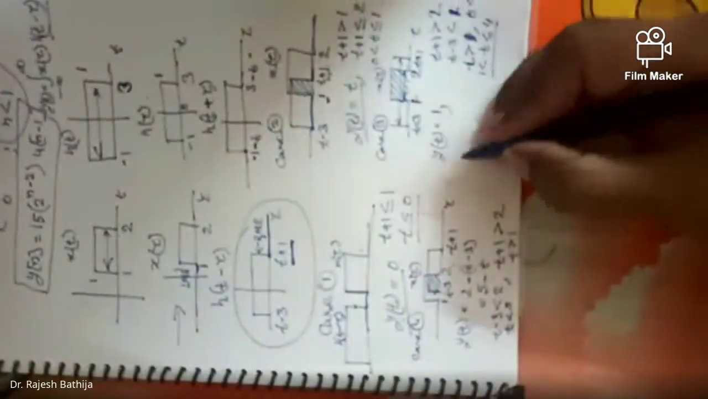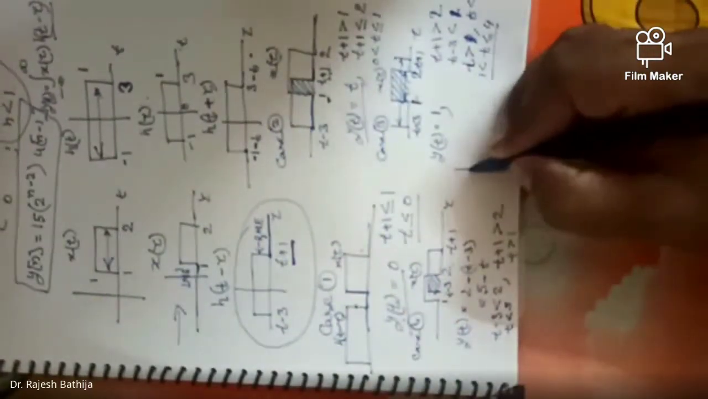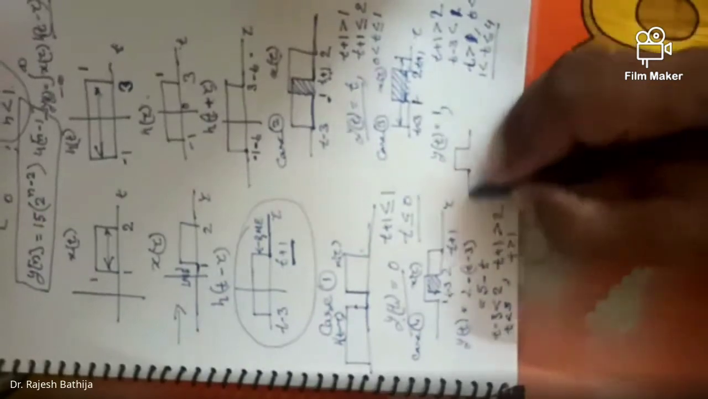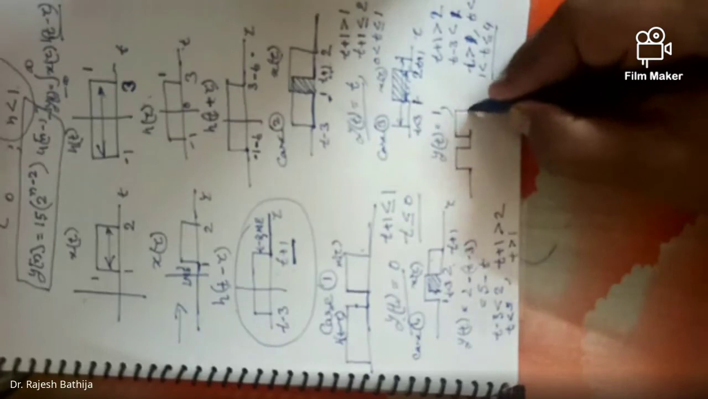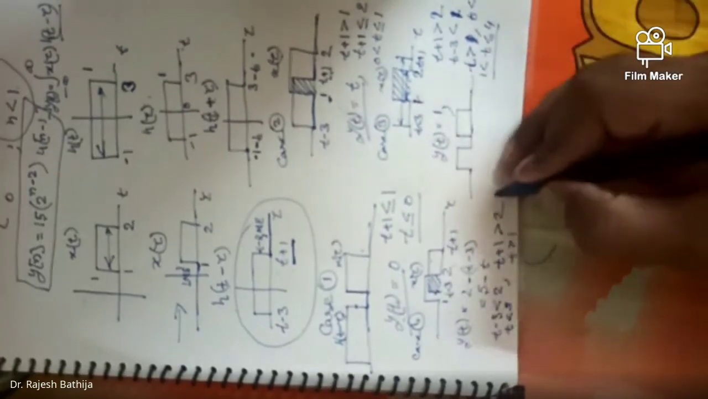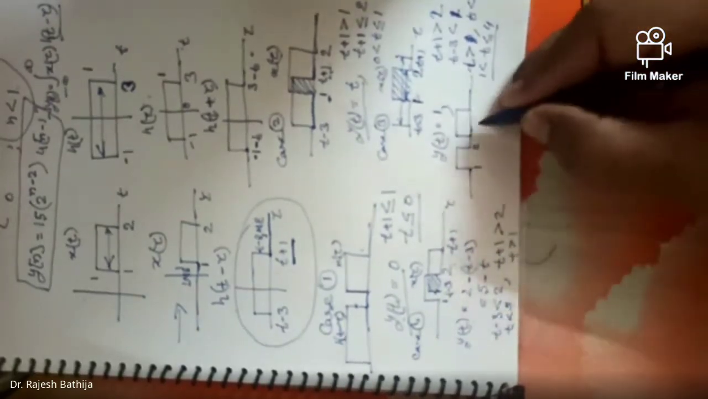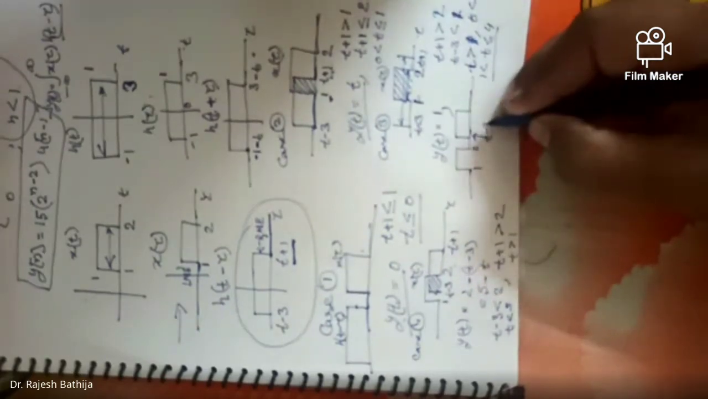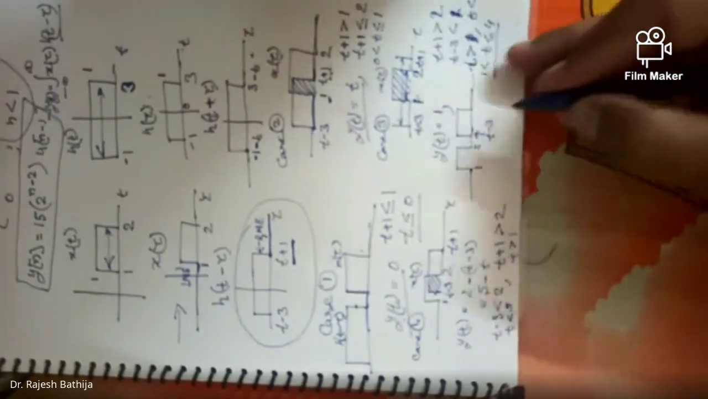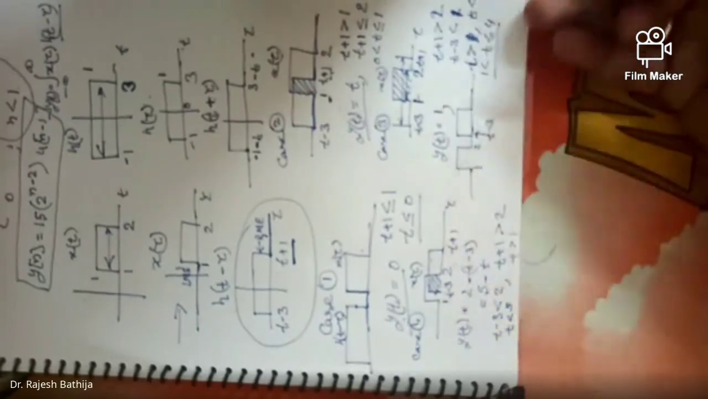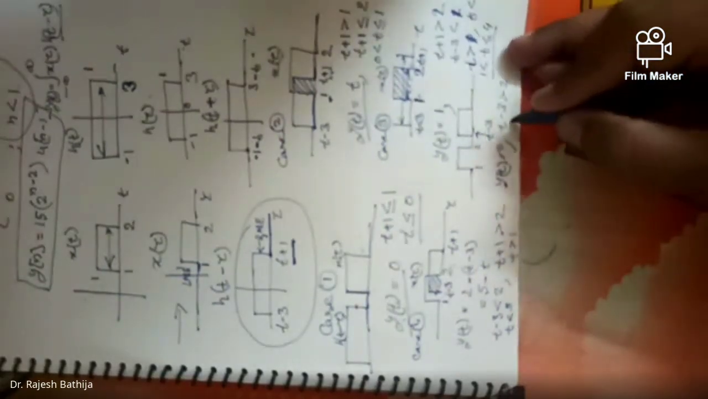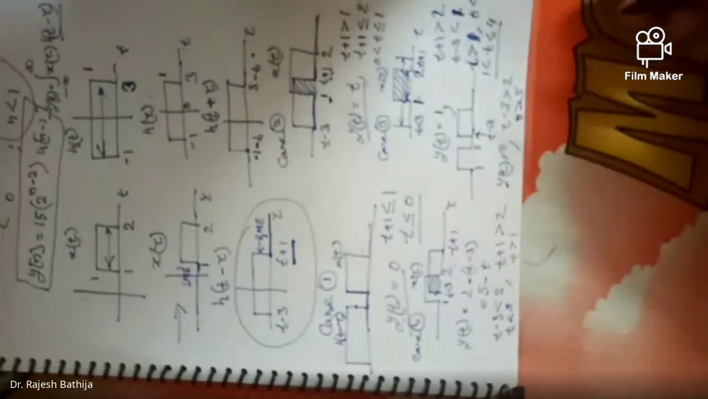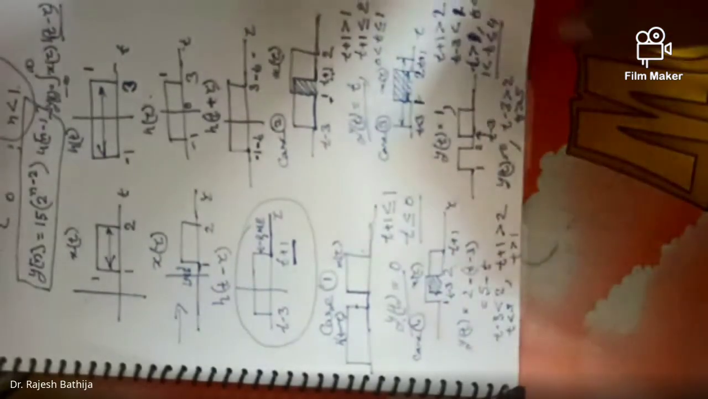And what will be the last condition? Last condition is x of tau is here, and h of t minus tau will be here. So this is 2, this is 1, this point is t minus 3. So in this case, the overlap area is 0. So y of t is again coming to be 0. But for this case, t minus 3 is greater than 2. It means t greater than 5. Is this clear?